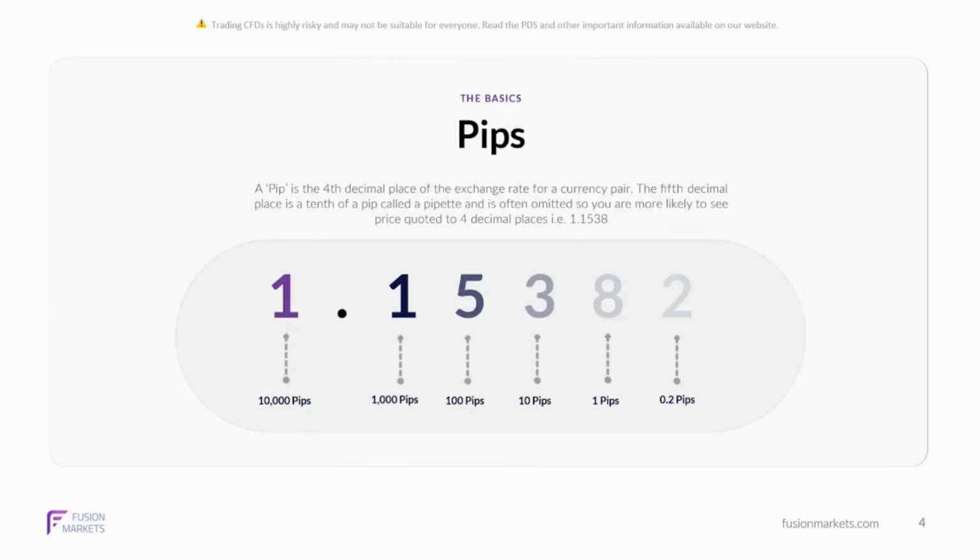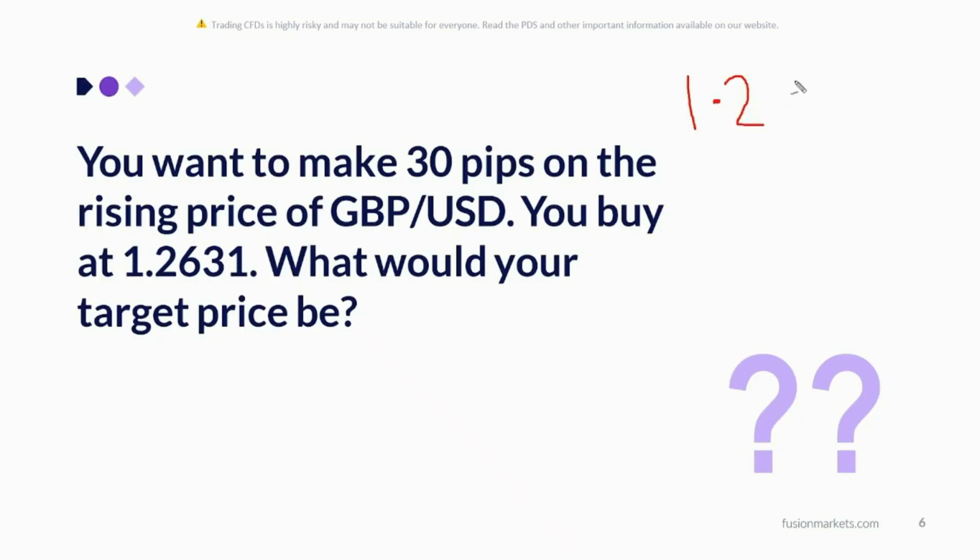PIP, or PIPS, represent the fourth decimal place in a currency pair's exchange rate. Here's a simple way to calculate PIPS in Forex trading.